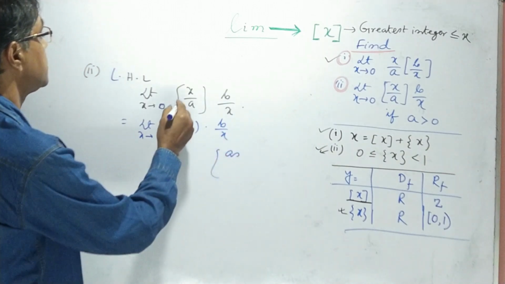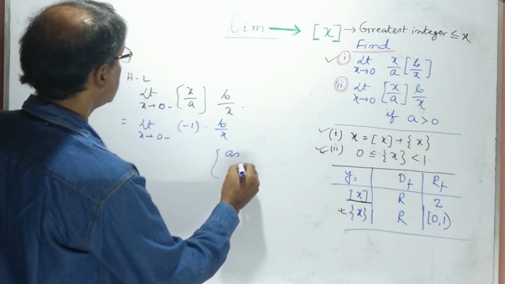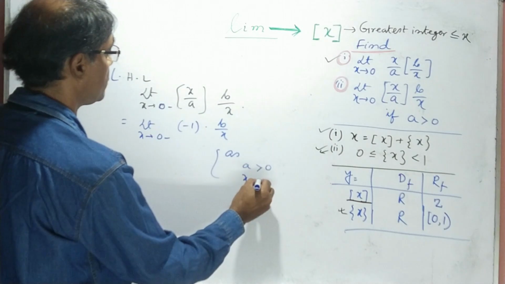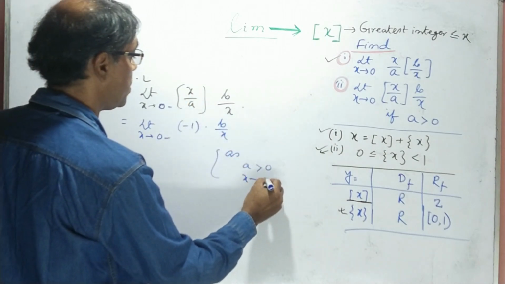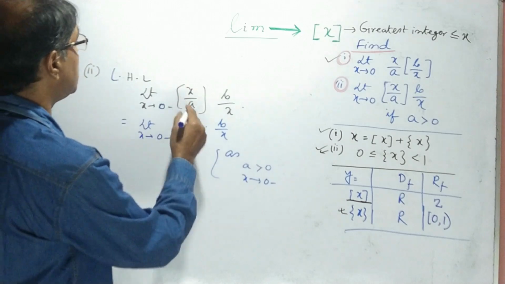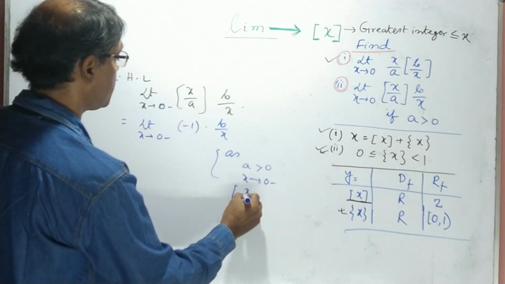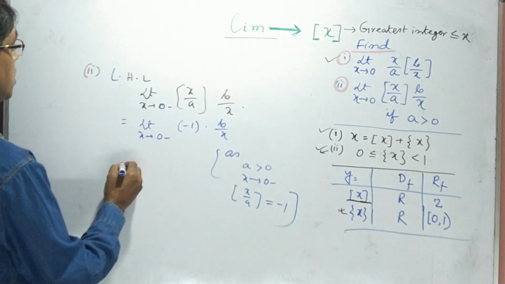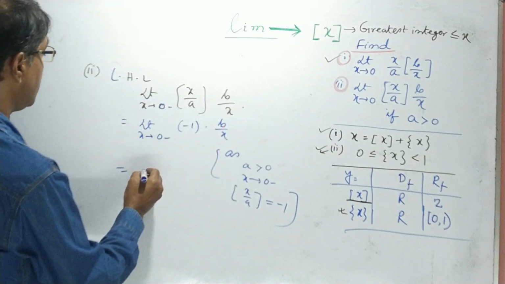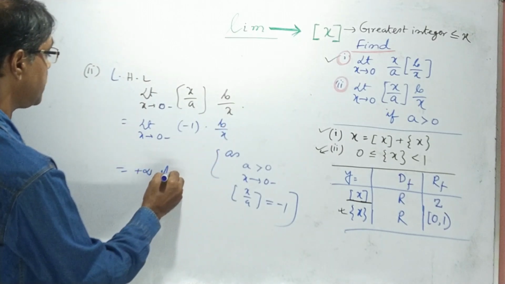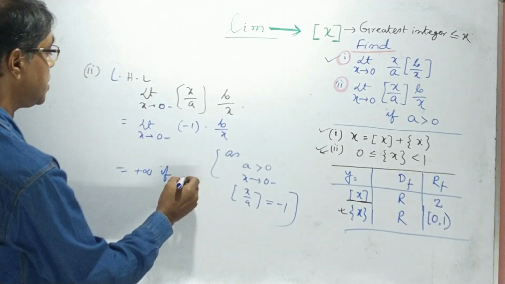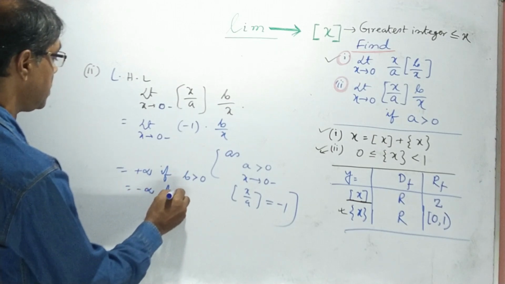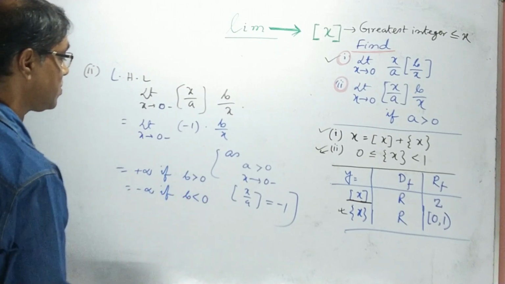as a is greater than 0 and x tends to 0 minus, the greatest integer of x by a equals minus 1. So this is equal to plus infinity if b is greater than 0, and this is equal to minus infinity if b is less than 0.